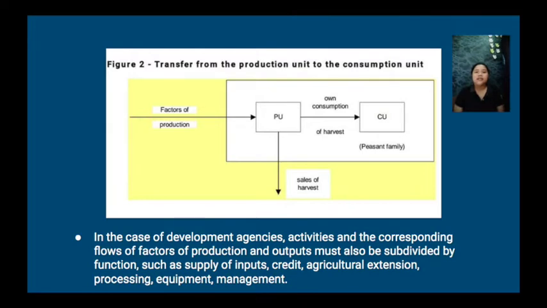transfer unit. In the case of development agencies, activities and the corresponding flows of factors of production and output must also be subdivided by functions such as supply of inputs, credits, agricultural extension, processing, equipment, and management. Making these simple models emphasizes the fundamental elements of economic behavior and can help us understand the peasant family.